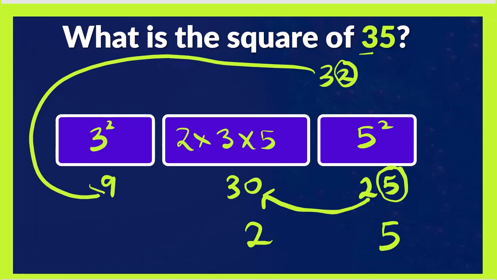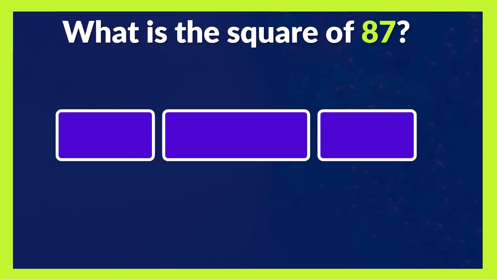So we add the 3 to the 9. That is 3 plus 9, and that is going to give us 12. Since that is the last thing we're doing, we're going to write the 12 there. Amazing. So our final answer for the square of 35 is 1225. Okay, that's a great job. Well done. Let's look at the final example in this series.